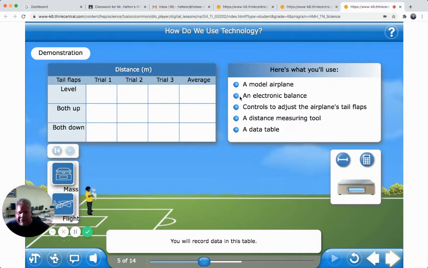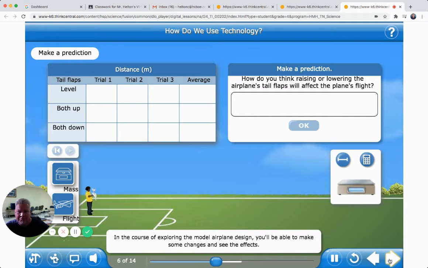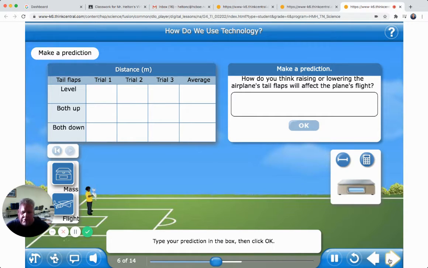All right, so we've got lots of tools, lots of things we're going to do today. Let's go try it. In the course of exploring the model airplane design, you'll be able to make some changes and see the effects. For example, you'll be able to adjust the airplane's surface by raising or lowering its tail flaps. How do you think raising or lowering the airplane's tail flaps will affect the plane's flight? Type your prediction in the box, then click OK.